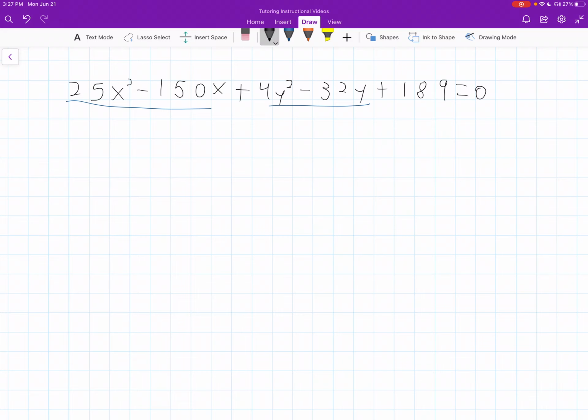So our next step, it may not be immediately clear why, but it's always good to factor out something if you can. So notice here I can factor out a 25. You could potentially skip this and jump to the step I'll do next, but it just makes it easier if you factor first, just so you're dealing with smaller numbers. So I have x squared minus 6x. And then with the y's, I can factor out a 4.